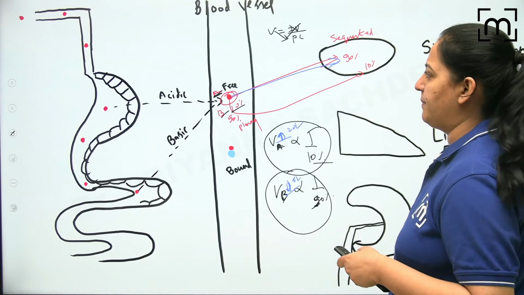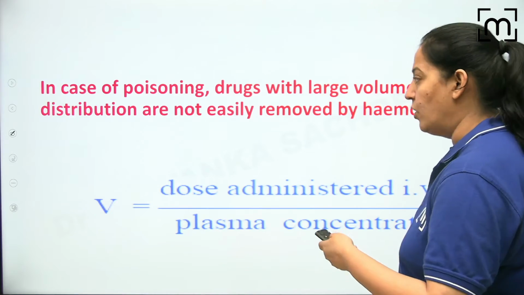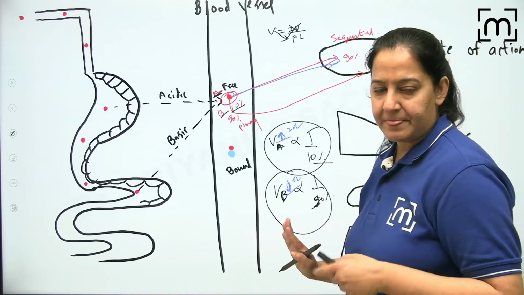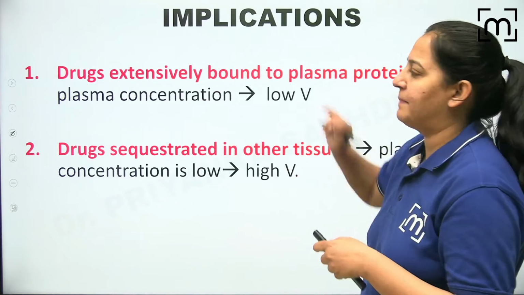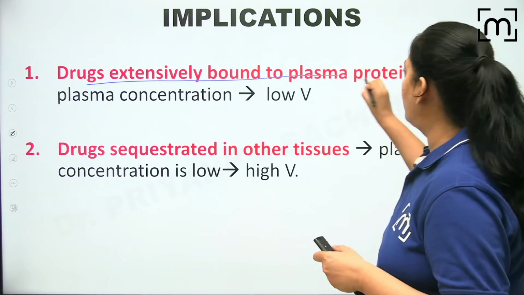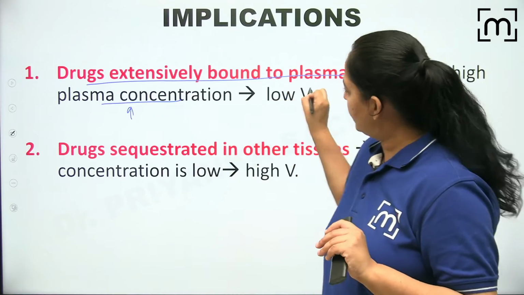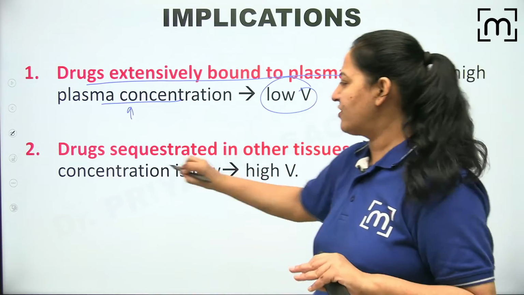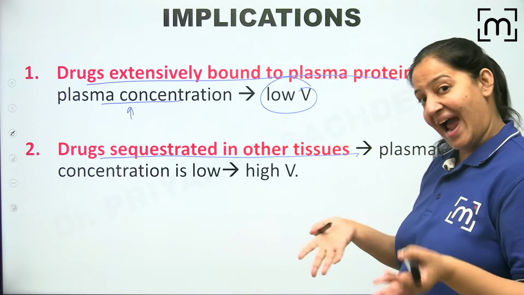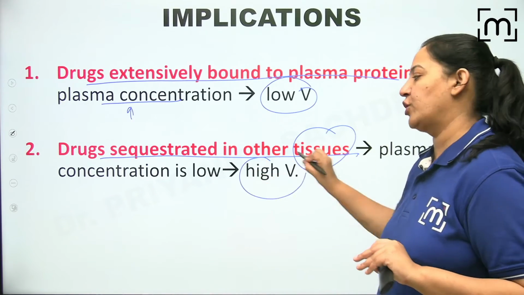You got my point? The two types of drugs in the world. I guess I'm crystal clear in my concepts. Say yes or no. So the first implication, I'm telling you the clinical implication. There are two types of drugs. The drugs which are extensively bound to the plasma and remain in high concentration in the plasma, so they have low volume of distribution. And the drugs which are sequestered in the tissue, which enter the tissue, with maximum concentration in the tissue, not in plasma, so they have high volume of distribution.